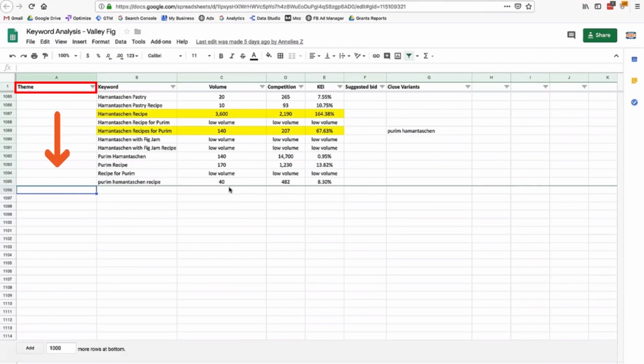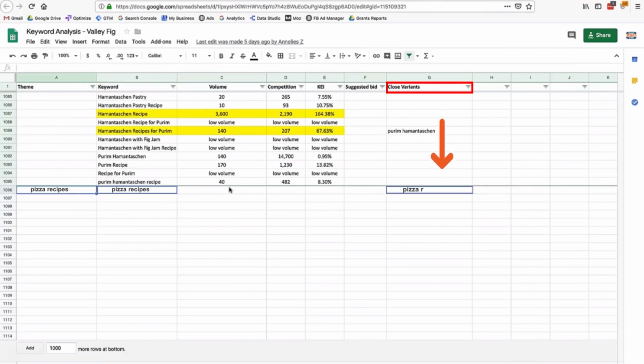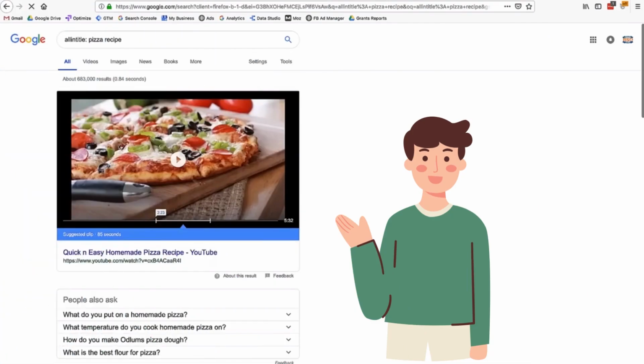Therefore, I suggest starting with a theme, and in this case, our theme is centered around pizza recipes. So our chosen theme is pizza recipes, and one of the keywords we selected within the theme is pizza recipe. The closely related variation of this keyword is pizza recipes. The search volume for pizza recipes is 33,100. As for the competition, when we search for pizza recipes, the number of competing pages was 683,000.